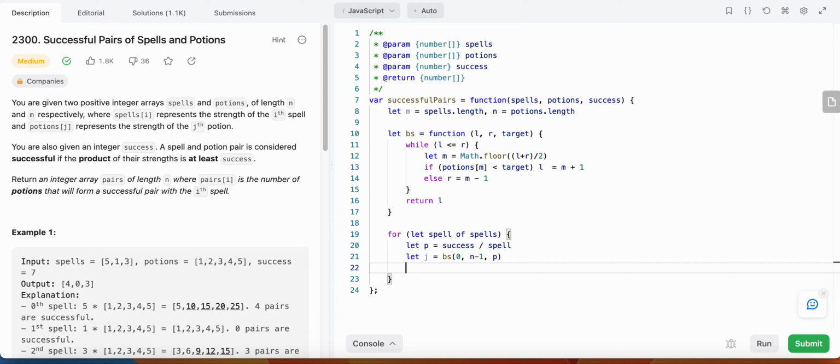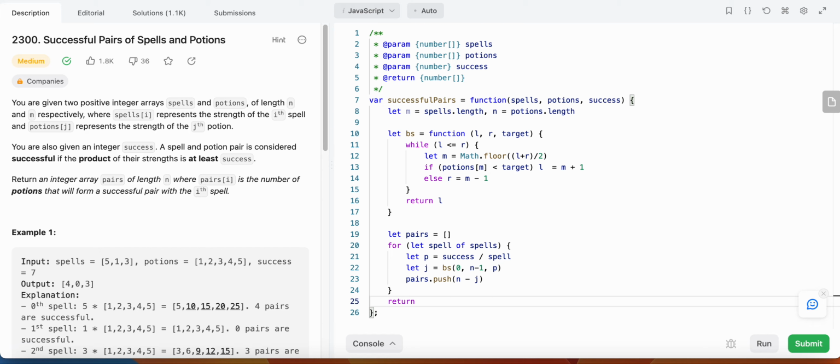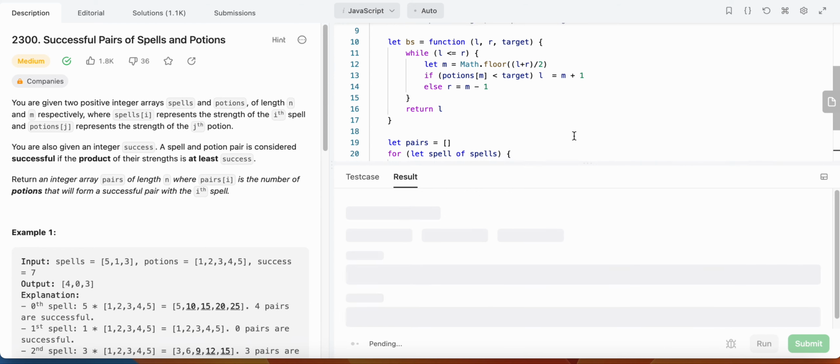Now we will create our pairs array where we will store our results. So now pairs.push, we are going to push the value of n minus j. That would give the number of pairs for that spell, and then finally we are going to return our pairs array. Now let's try to run our code.